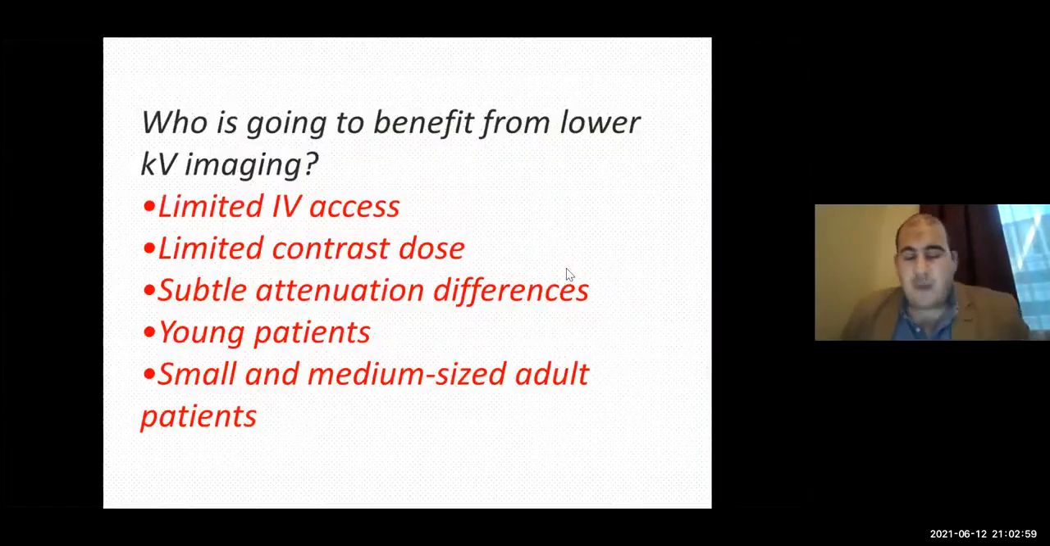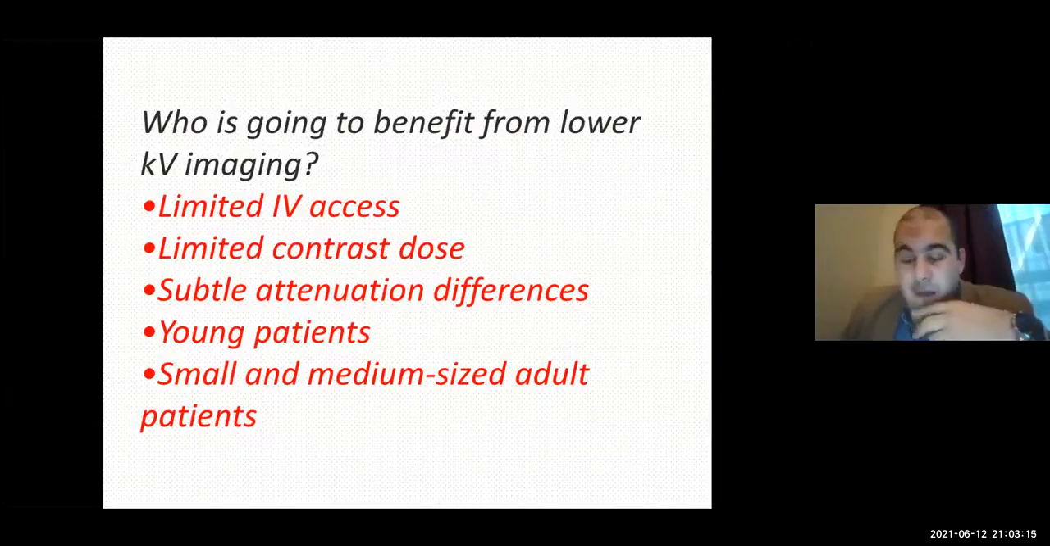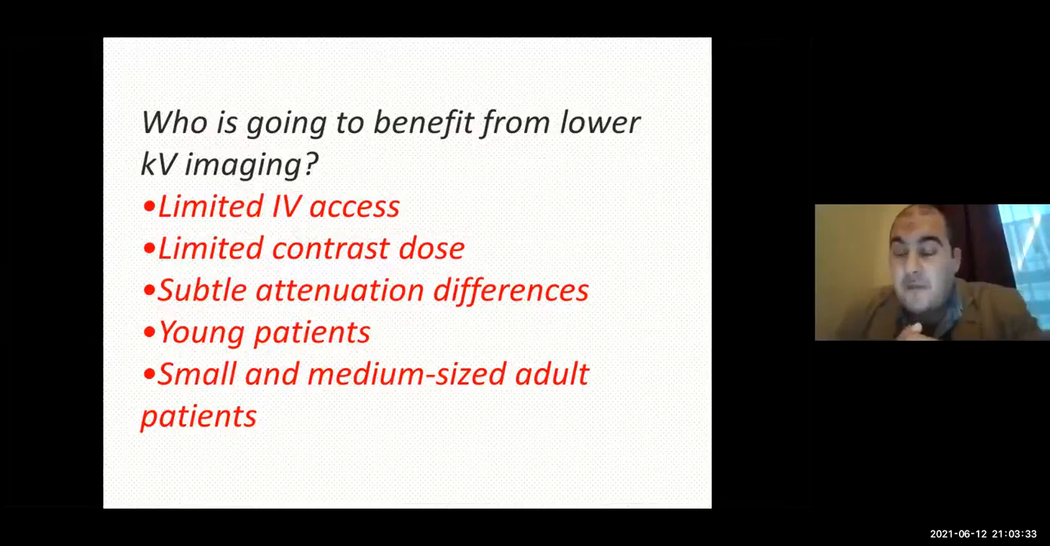Okay, so lower kV imaging is very important in case of using limited IV contrast. Sometimes we are not using too much contrast for patients, like CT chest, sometimes using 50 milliliters of contrast media. So low kV has a benefit in these cases. Some patients have a renal problem, so you can reduce the contrast media, or sometimes you have a contrast media with a lower concentration, like you will find in the market different types of contrast media with different concentrations.